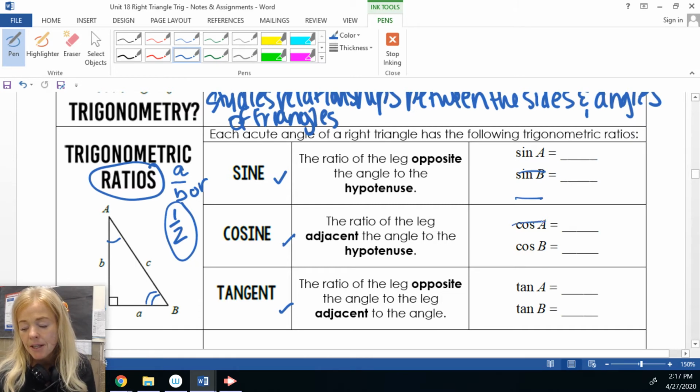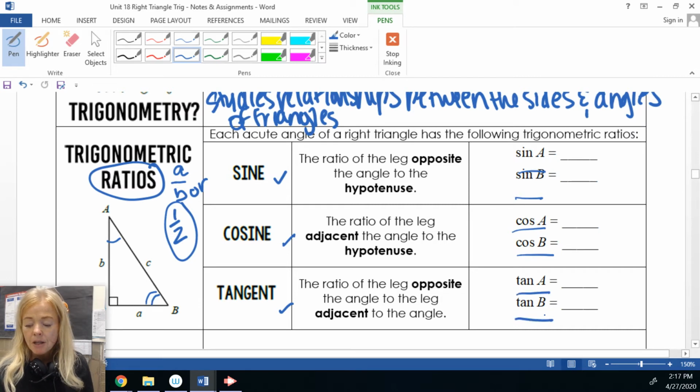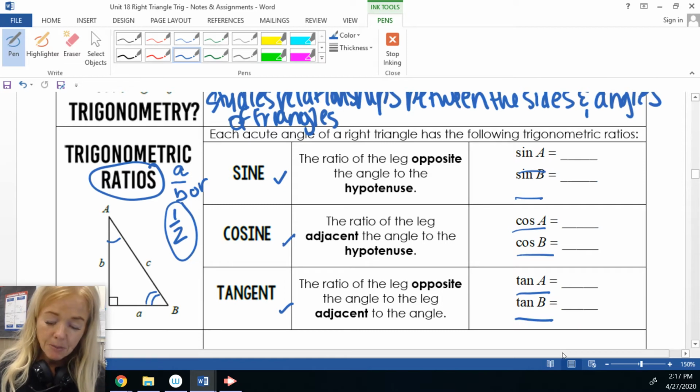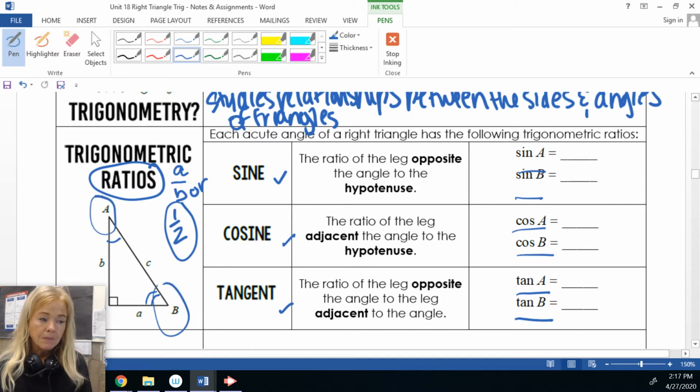You see cosine A and cosine B, and then you see tangent A and tangent B. Well, tangent of A is going to be different than tangent of B because A is an angle here and B is an angle here, and tangent relates two sides according to the angle.